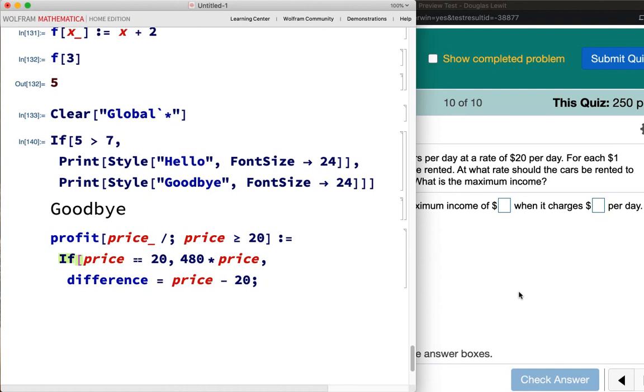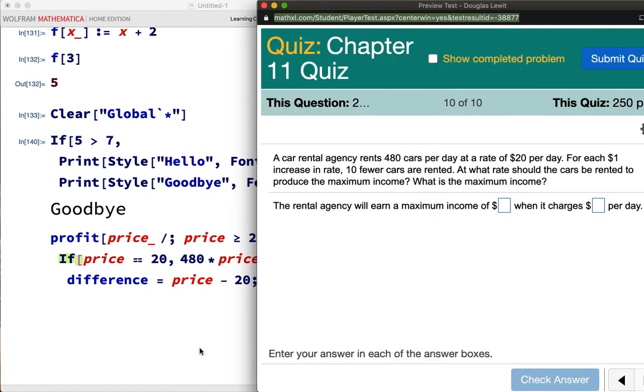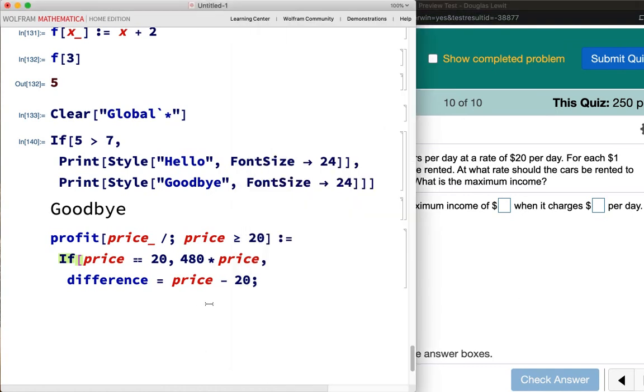So then I'm going to have the difference is price minus 20. So 21 minus 20 is 1. 22 minus 20 is 2. 25 minus 20 is 5, etc., etc.